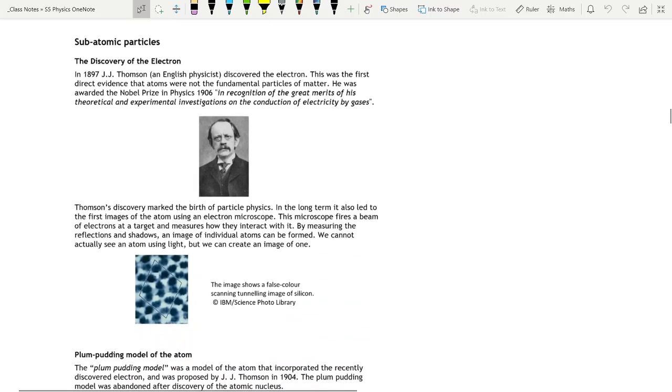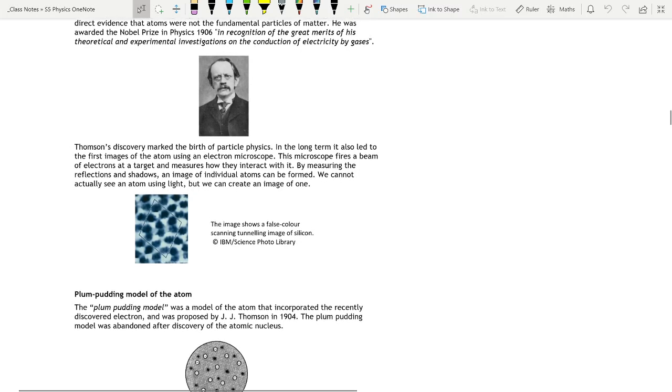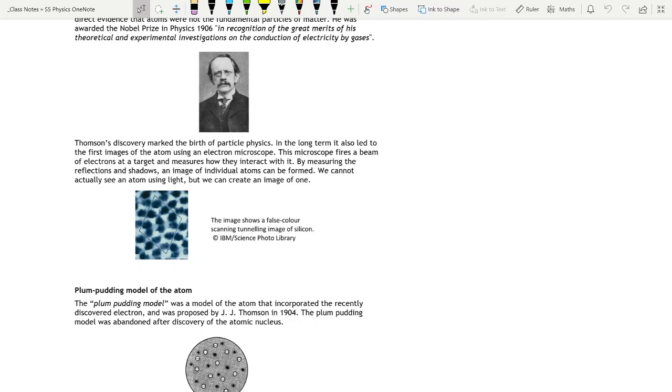Right. We do need to know these. So subatomic particles. You do need to be aware of the history behind the discovery of electrons. J.J. Thomson discovered the electron. This was the first direct evidence that atoms were not the fundamental particles of matter, because up until then we just thought they were basically just particles. They didn't have any constituents. They weren't made up of anything else. They were just atoms. He was awarded the Nobel Prize in recognition of the great merits of theoretical and experimental investigations on the conduction of electricity by gases.